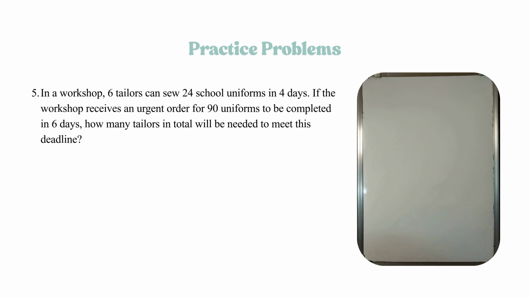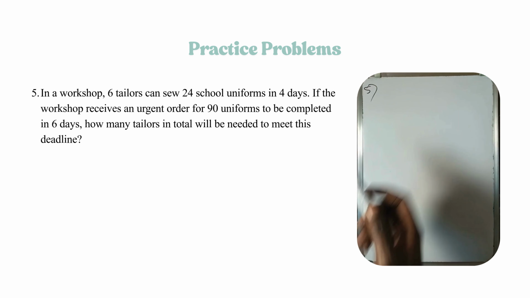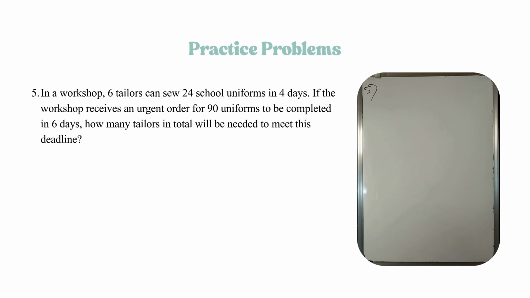Let's consider the last example. Our last example on the rate of works. In a workshop, 6 tailors can sew 24 school uniforms in 4 days. If the workshop receives an urgent order for 90 uniforms to be completed in 6 days, how many tailors in total will be needed to meet this deadline?